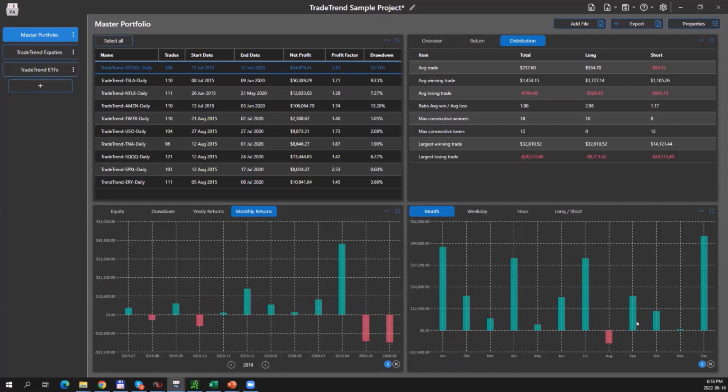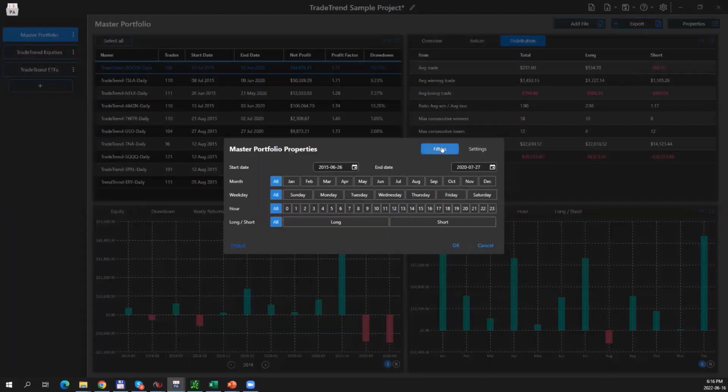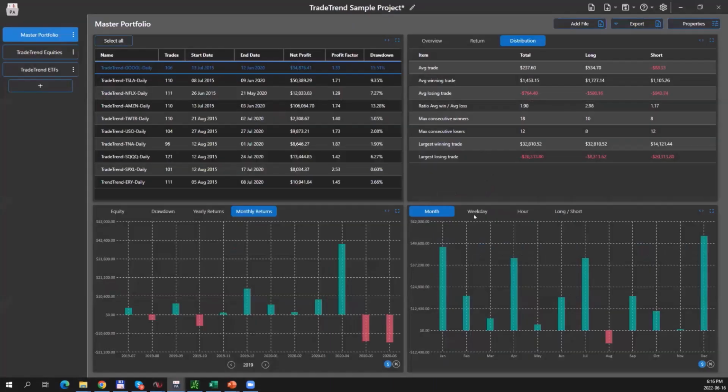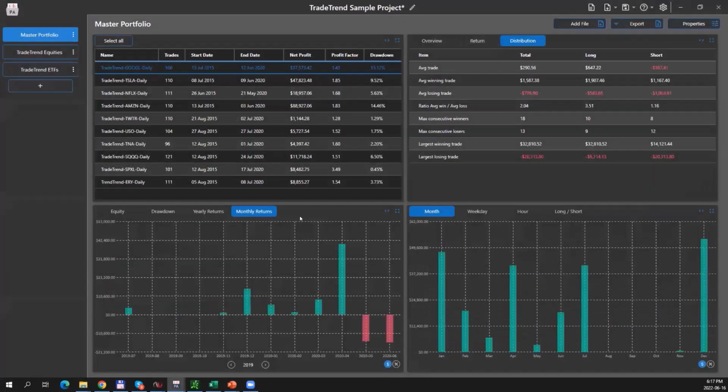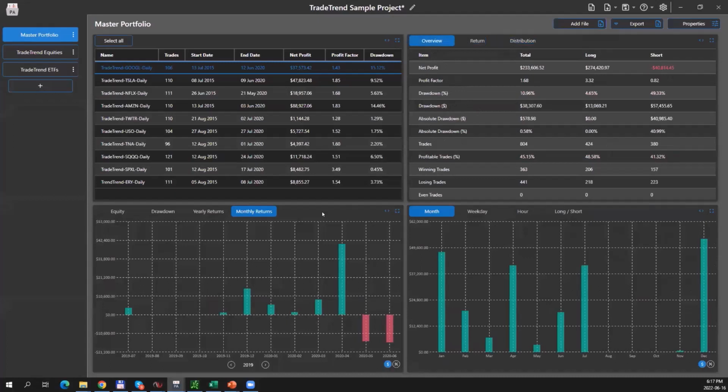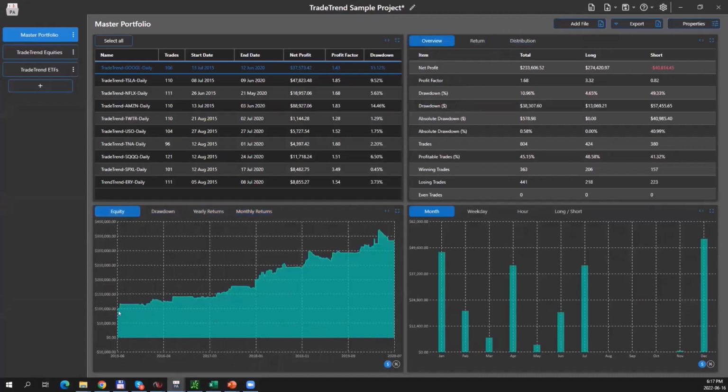We can simulate this using the tool. All we need to do is to go to properties up here. We go to filters, and here, for example, you can say that, well, I want to trade in January, February, March, April, May, June, July, but I want to skip August, September, or October, and then resume in November and December. So I select all these, I click OK. Once you do this, everything in the tool will update accordingly. So now we can see, for example, that if I go back to equity here, that our equity would have evolved like this. Our net profit would have been $233,000, with a profit factor of 1.68.